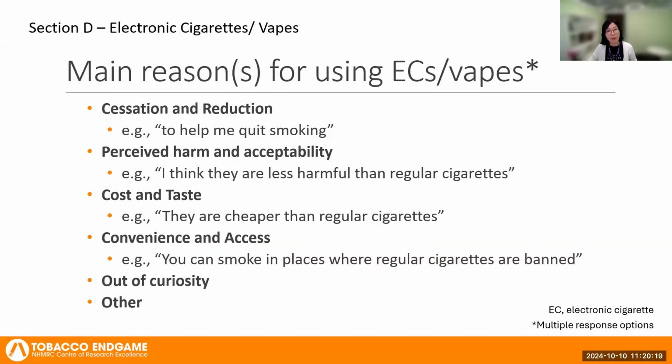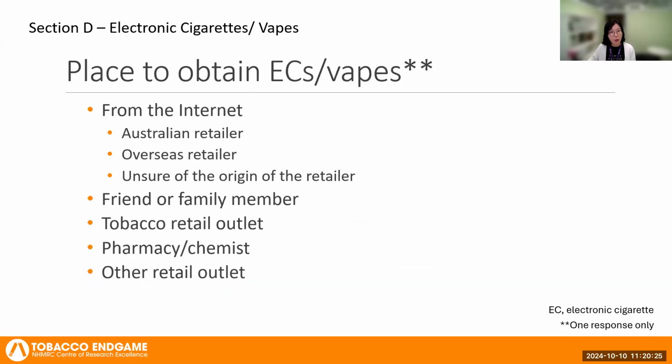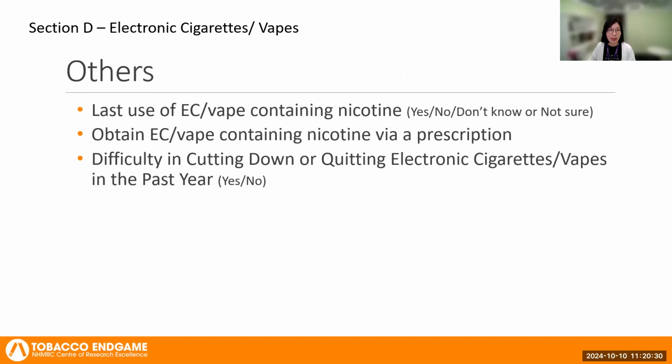The survey also asked about the main reason for using e-cigarettes. It also asked where participants obtain their e-cigarettes. At the end of the section, it asked whether the e-cigarettes used in the past contained nicotine, whether they were obtained through a prescription, and if participants faced difficulties in reducing or quitting e-cigarette use in the last year. These questions were added in the 2020 and 2023 surveys. They weren't in the previous waves.